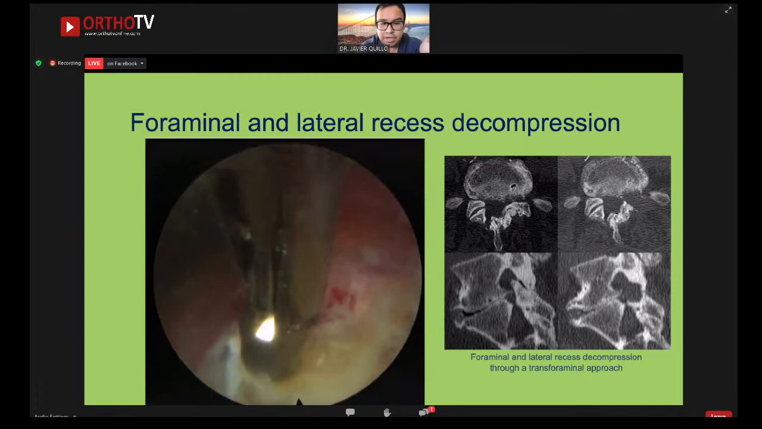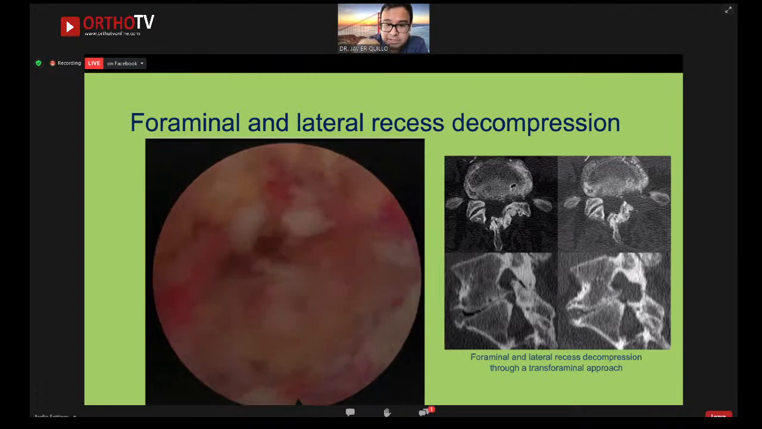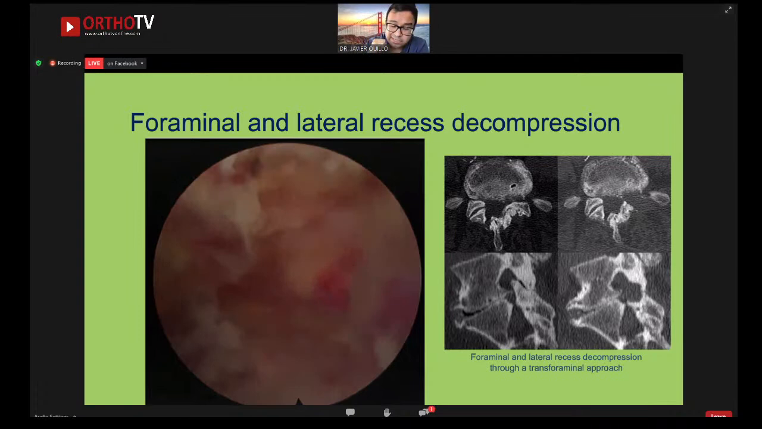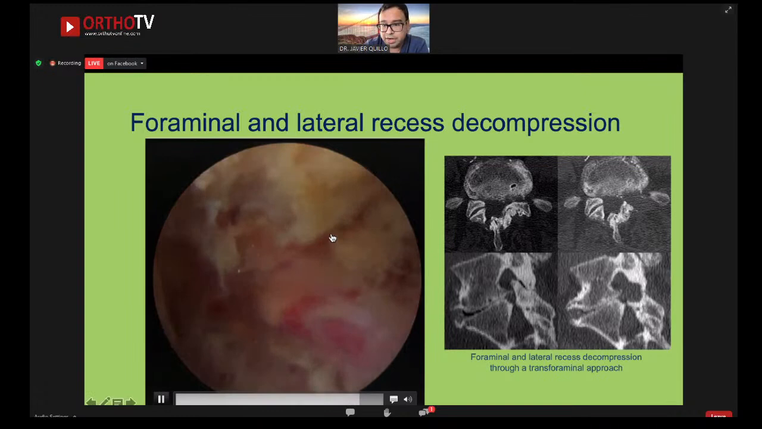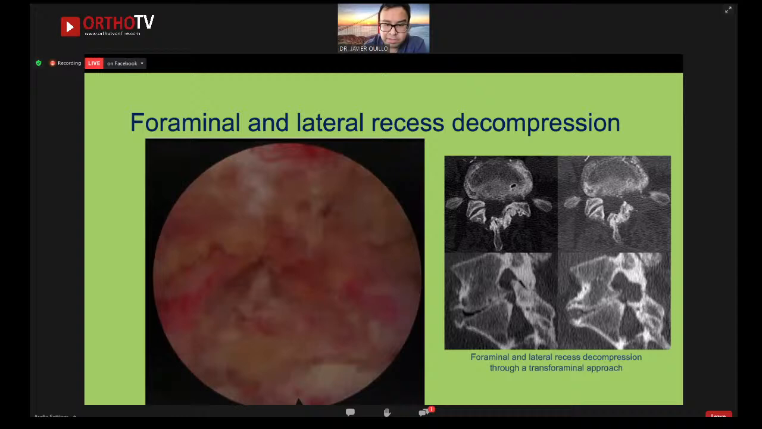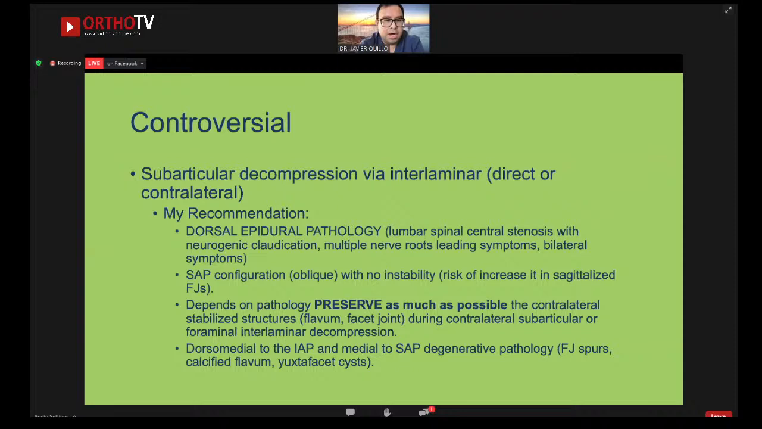After that, we have more mobilization or more free movements with the working cannula, and we can address the cannula to decompress precisely the traversing nerve. After that, you can observe the increased area of the foramen at L5-S1, and the patient resolved the symptoms. Another important thing that is controversial is subarticular decompression via interlaminar, direct or contralateral.